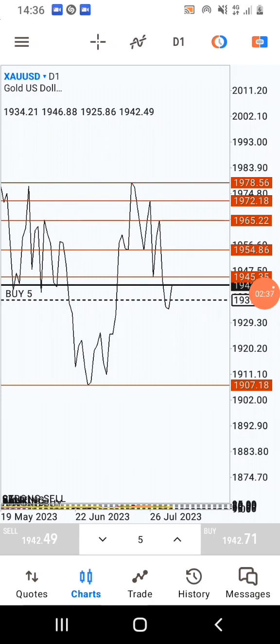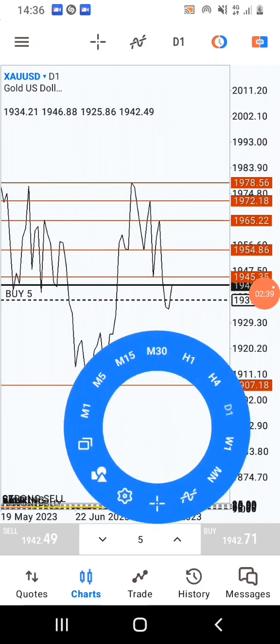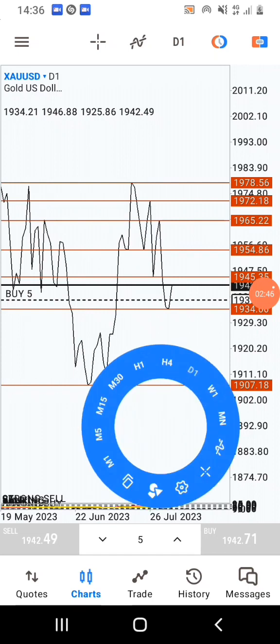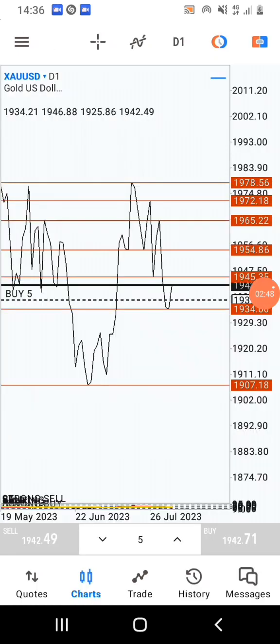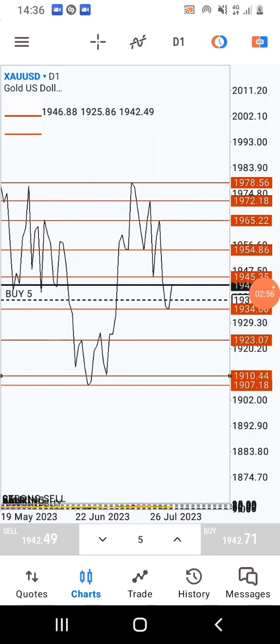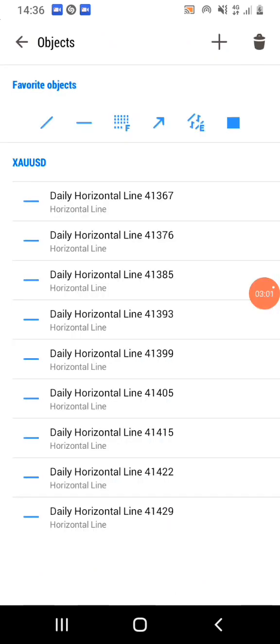And mind you, I don't do all my technical analysis on MetaTrader. I normally just execute my trades on MetaTrader, and I do my technical analysis on TradingView. But then, just so that I'm aware of what's going on and I don't miss out on anything, I also keep my horizontal lines at the support and resistance levels on my charts on MetaTrader.